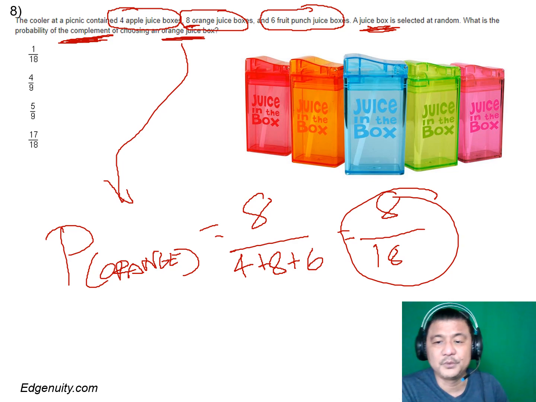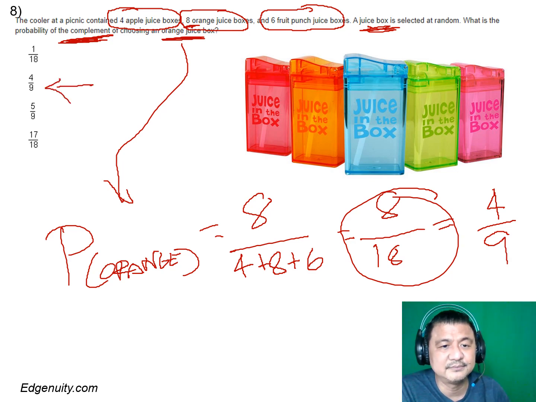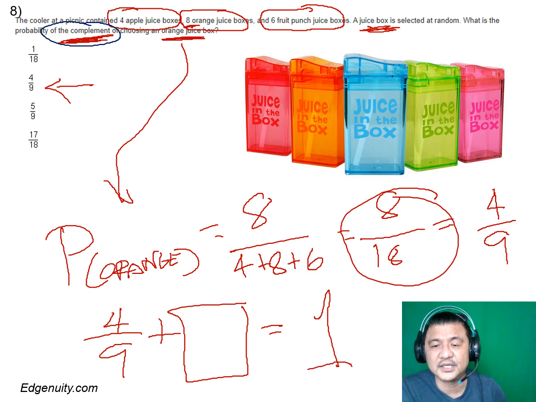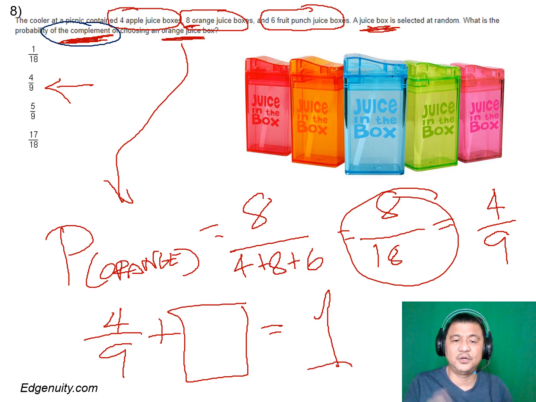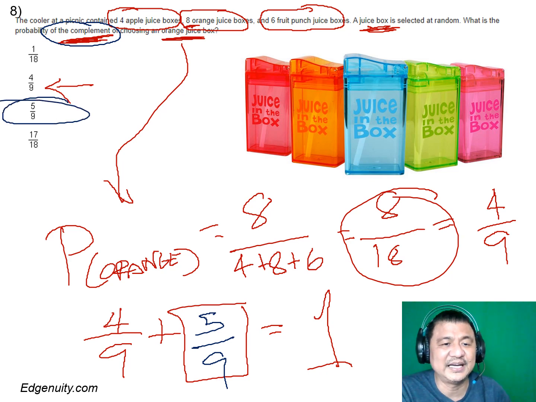Some people will make it lowest terms, divided by 2, divided by 2, 4 over 9. Are you tempted to choose that? Nuh-uh, because guess what? It's asking for the complement. So let's write down 4 ninths plus what number will give me 1? The complement. The probability of not choosing the orange. Okay, so what do I write? It's gonna be over 9 again. What will I add to 4 to make it a 9? Yes, 5 ninths. So that's the answer.